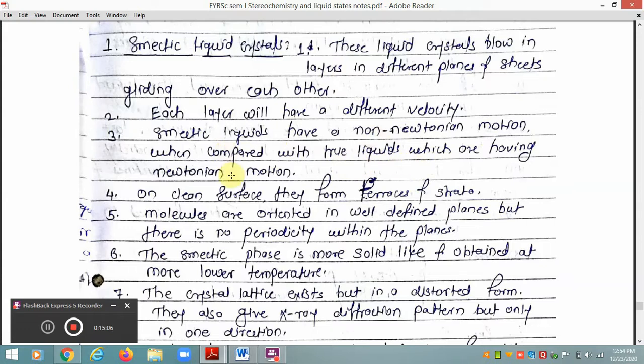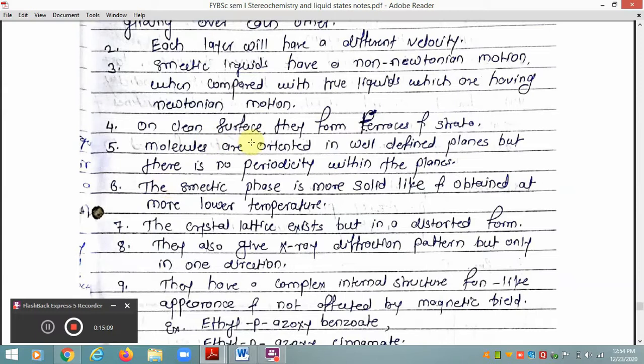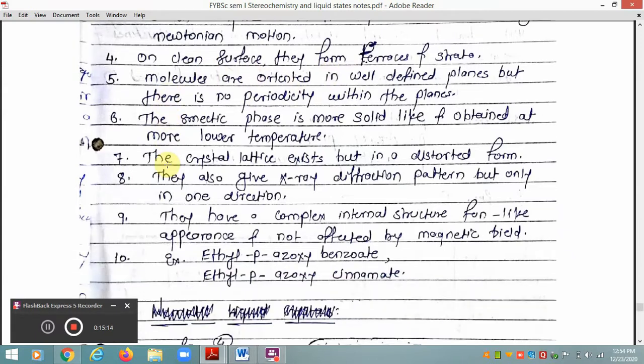true Newtonian motion. On clean surfaces, they form terraces and strata, while the molecules are oriented in well-defined planes, but there is no periodicity within the planes. Again, the smectic phase is more solid-like and is obtained at lower temperatures. The liquid crystal lattice exists but in a distorted form. They also show an X-ray diffraction pattern but only in one direction, and they have a complex internal structure, a fan-like appearance, and are not affected by the magnetic field.